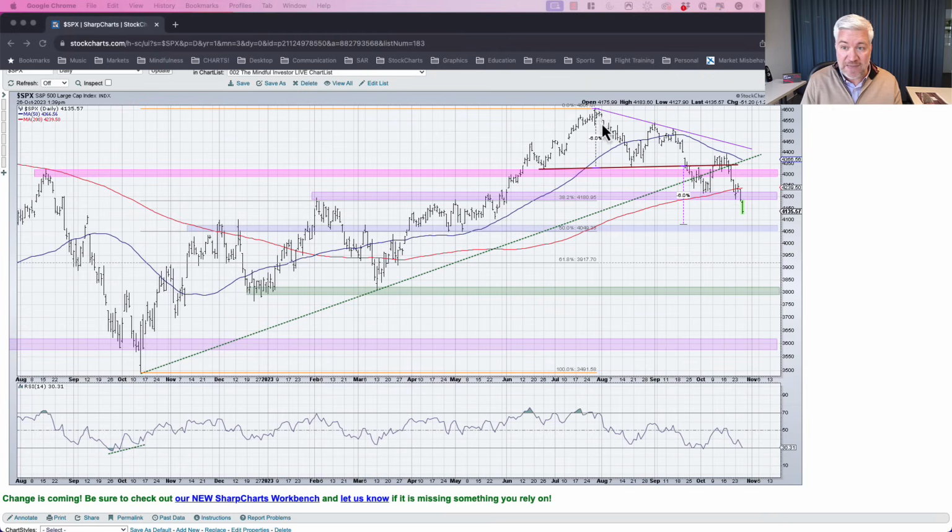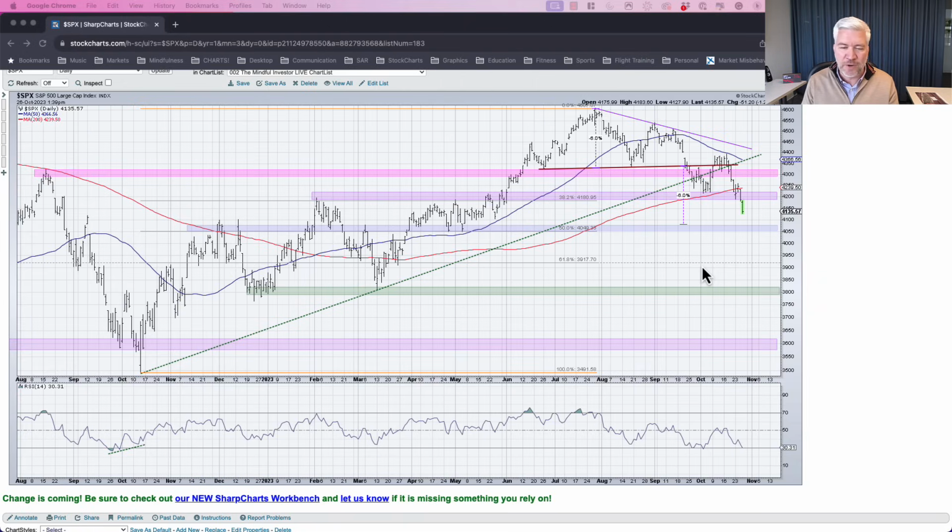So if you take that measurement, it's about a 6% range from the top of the head to the neckline. Project that from the breakdown level, that gets you a downside objective of around 4080. So this blue shaded area is kind of around 4050 to 4080, includes those 2 levels, the objective based on the head and shoulders top, and also the 50% retracement level. If that level were to not hold, I would look down to around 3920.